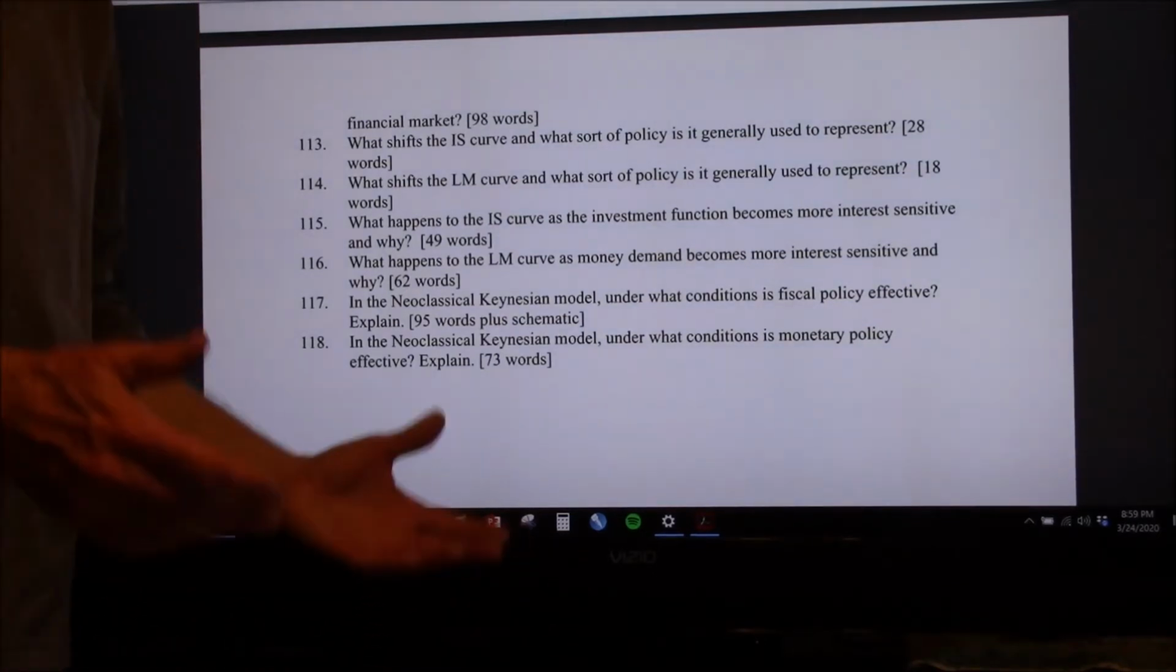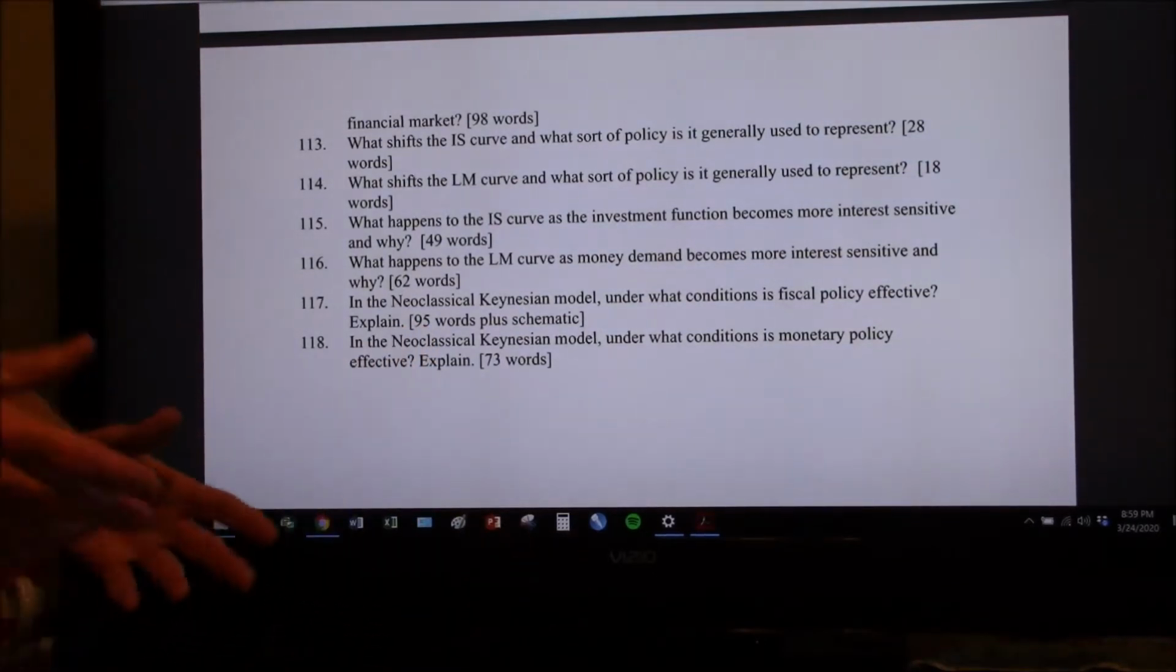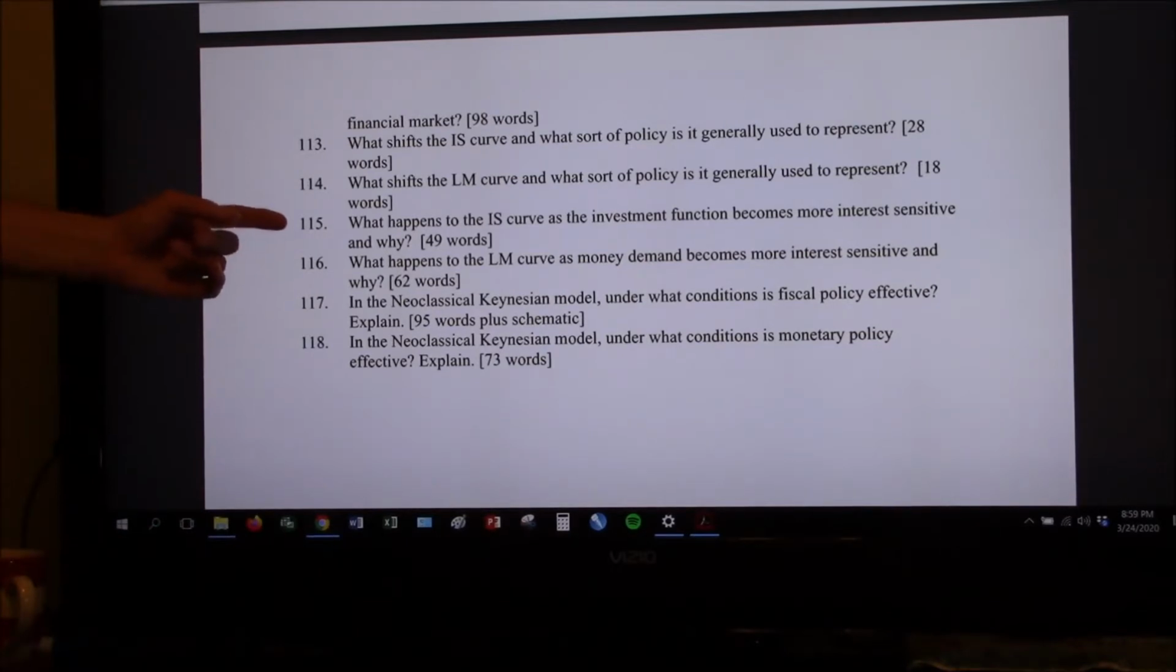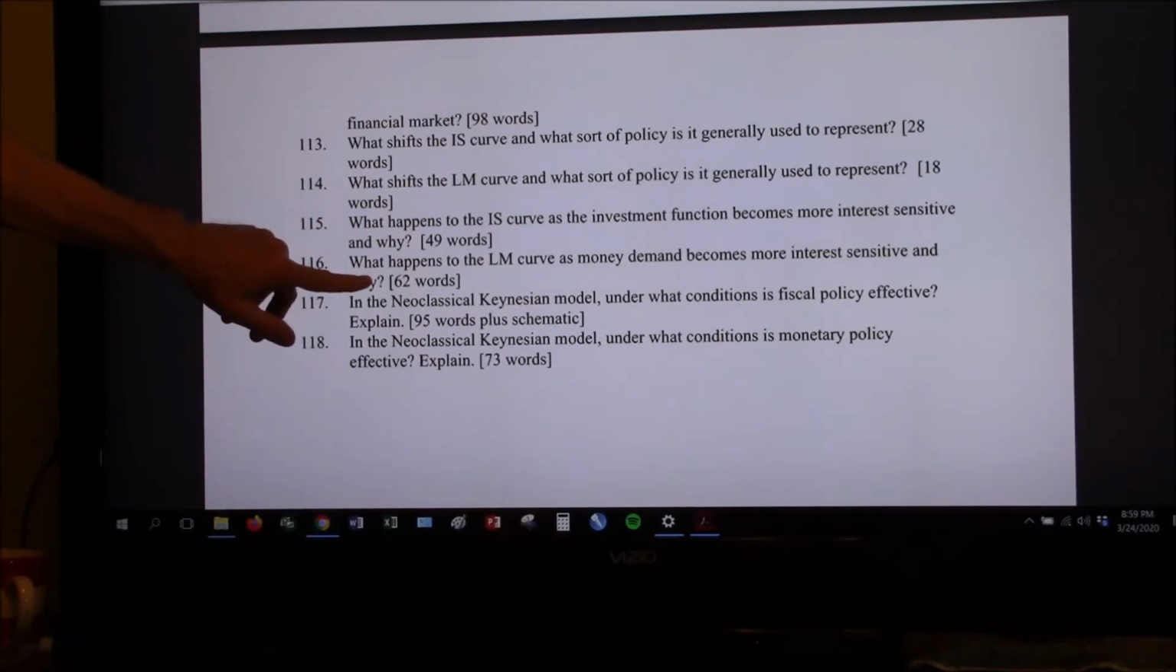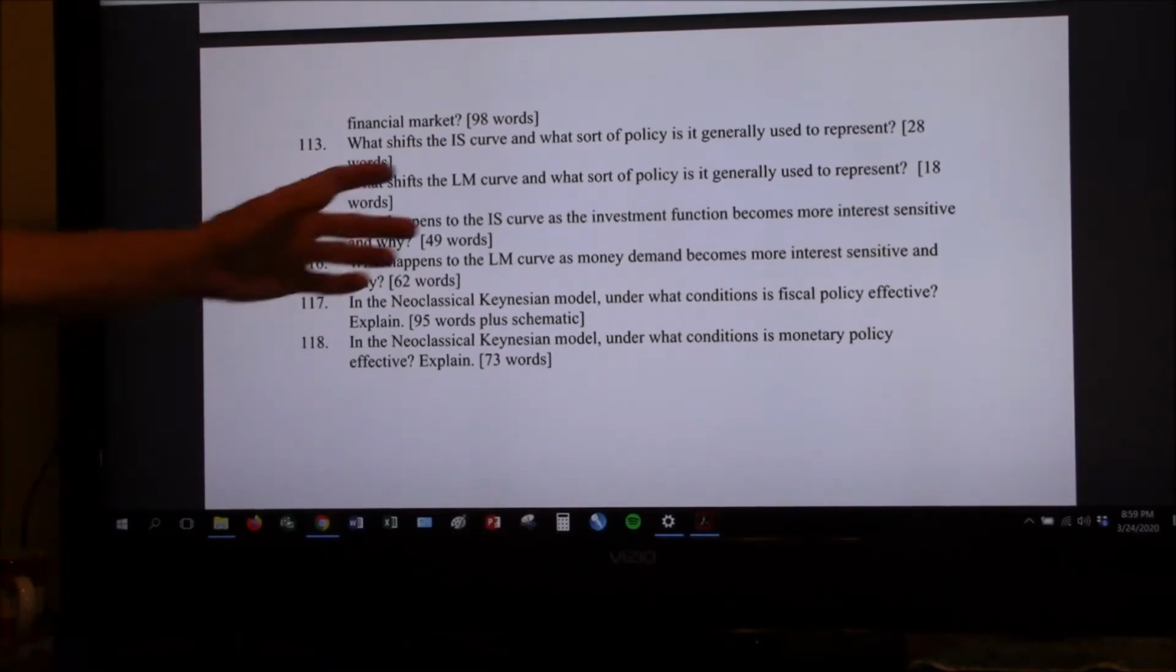Here, now we're going to use fiscal policy. Let's see what happens. Now we'll use monetary policy. Then 115 and 116 sort of go together. Question 115 asks what happens to the IS curve as the investment function becomes more interest sensitive. Question 116 asks what happens to the LM curve as the money demand function becomes more interest sensitive. So we want to talk about what changes the slopes.